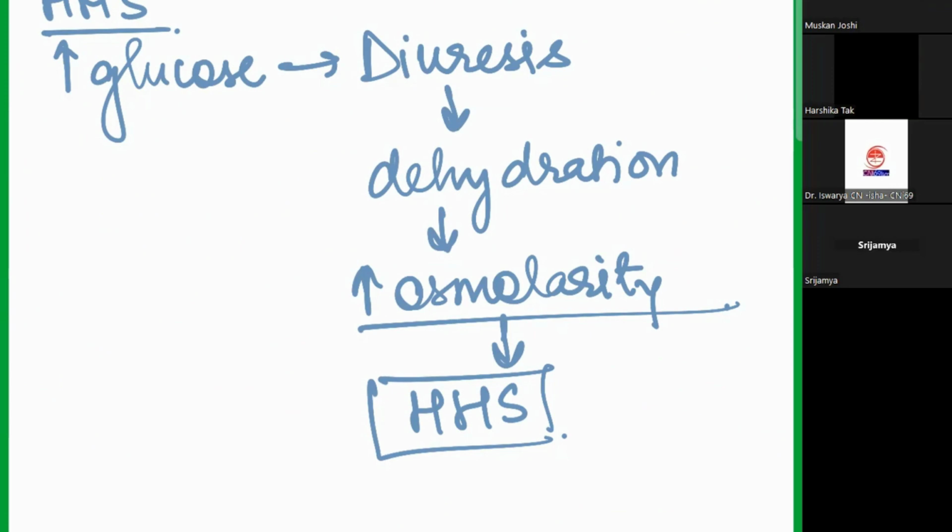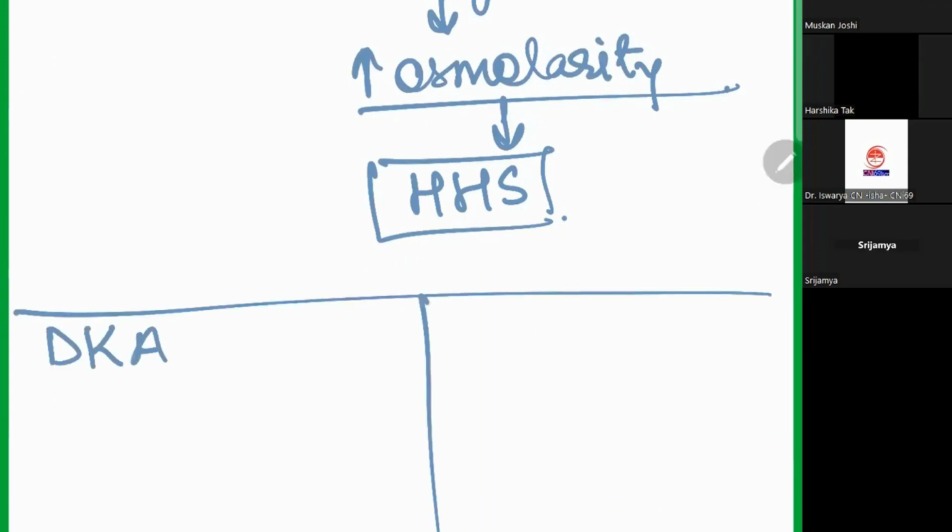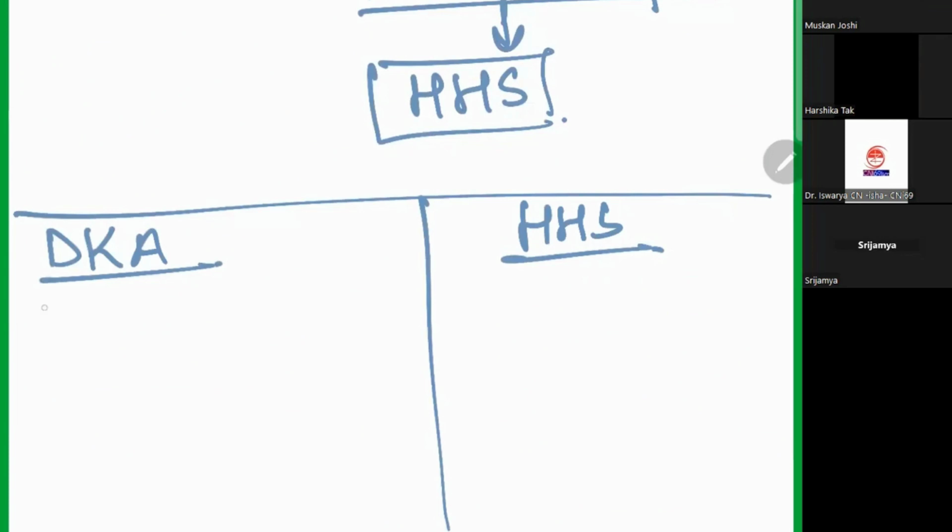So now there is the point where you have to distinguish between these cases: DKA and HHS. They will give you this case. This is very high yield. That's why I started with this topic. So first, you will see an increase in glucose in both of the cases.